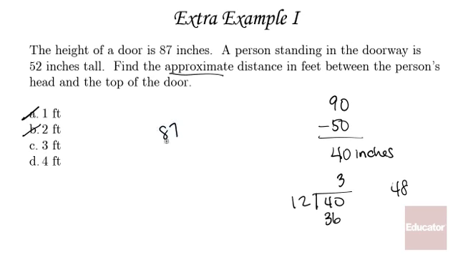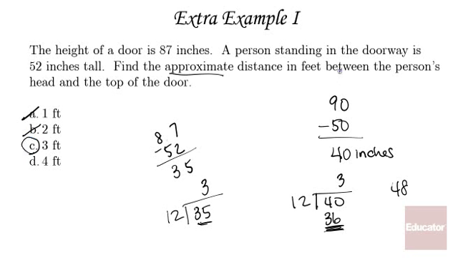So I'm going to take 87 minus 52. 7 minus 2 is 5. I didn't borrow, so 8 minus 5 is 3. And 35 divided by 12 gives me a better estimation. 35 divided by 12 is very close to 36 inches. So my closest would be 3. So my answer is C, 3 feet. Just by doing a rough estimation in the beginning, I was able to get rid of 2 answers right away. And then by doing some more careful calculations, I was able to realize that C, 3 feet, was the correct answer.